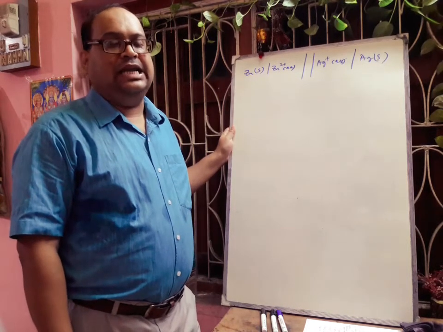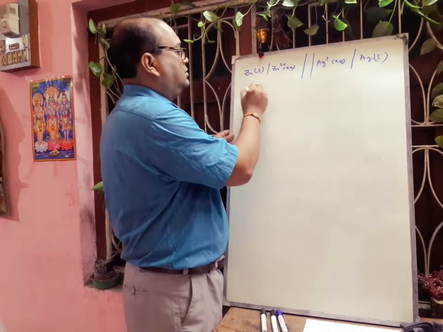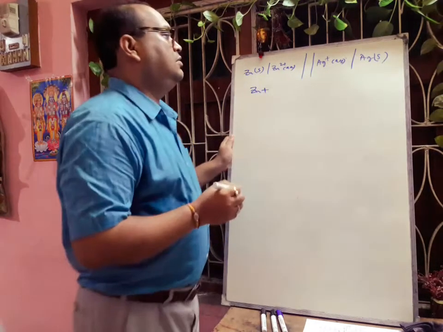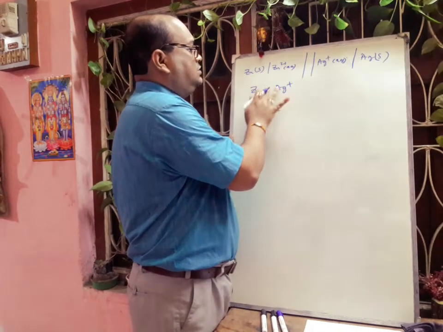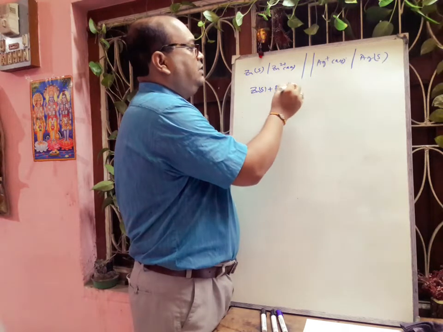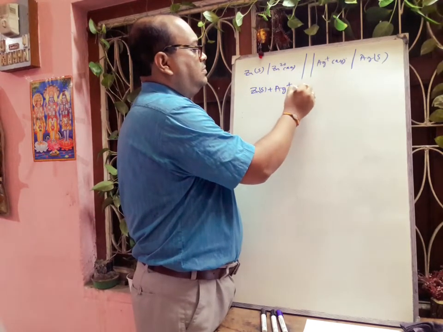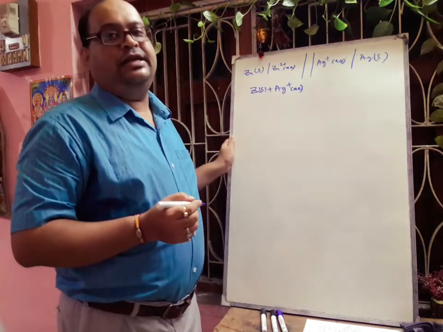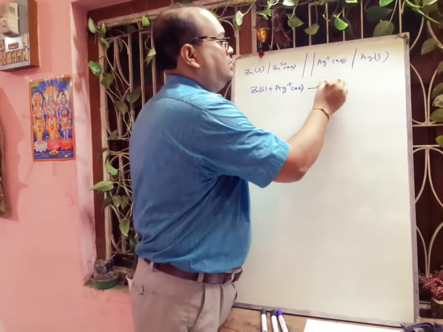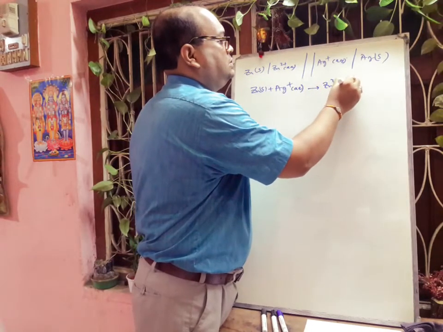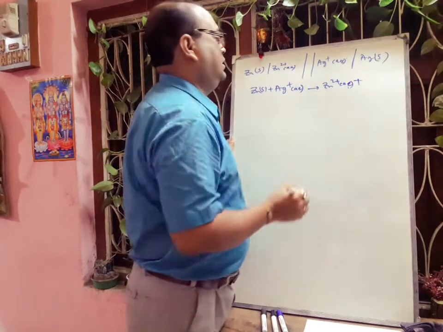If we write the cell reaction, then you can easily understand that zinc will react with Ag+. Here zinc solid reacts with Ag+ aqueous, and it is forming Zn2+ aqueous plus Ag solid.